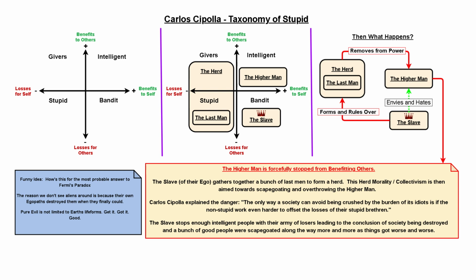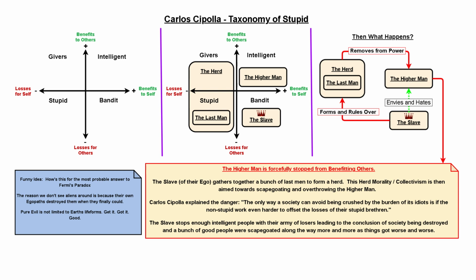So yeah, the slave of their ego gathers together a bunch of last men to form their herd, the herd morality and collectivism. That's really what it comes down to. Whatever their herd morality is, it's always about collectivism, which is always about do whatever the ruler of the group says, which is the slave. It's always about the slave, and then the slave will say we, but it's them. It's all them making all the decisions for everyone, saying, "Hey, I'm in charge of making all the decisions." And basically they aim towards scapegoating and overthrowing the higher man.